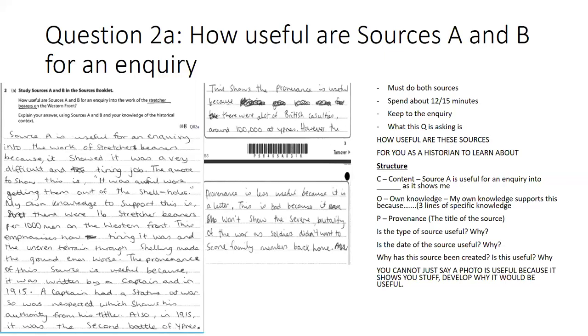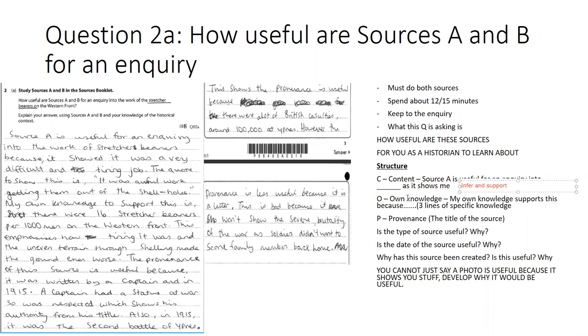So the way in which we structure this is COP. So you look at the content. What does source A teach you? What does it show you? Now, with your content, you must back it up with a quote or description. So the thing with this part of the question is you're basically making an inference. So you make an inference and support it.